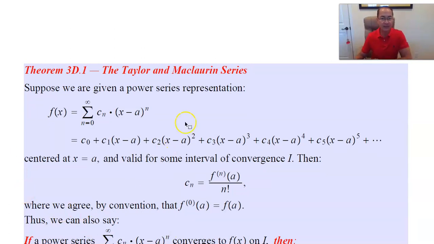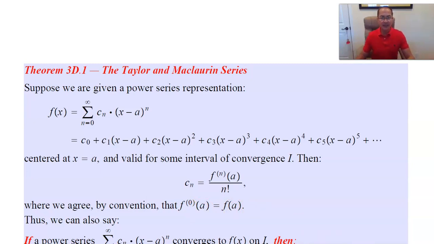Suppose we have a power series representation. Suppose we are given this. You don't know where it came from. You're just reassured, you'll have to trust this person, that this equation is valid for all x in some interval I, which is centered at A. Then these coefficients are very special. Each coefficient C sub n has to be the nth derivative at A divided by n factorial. And we agreed that the meaning of 0th derivative is the original function.